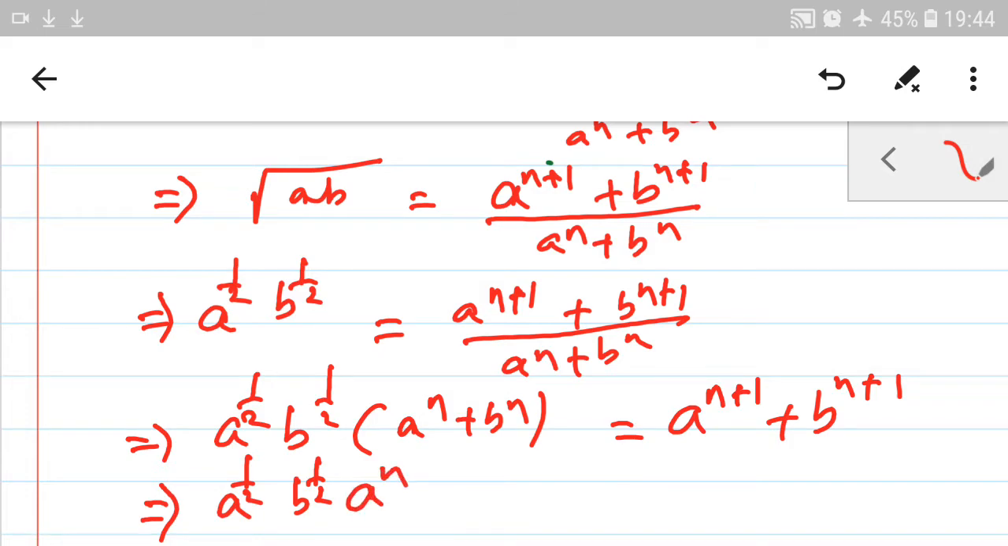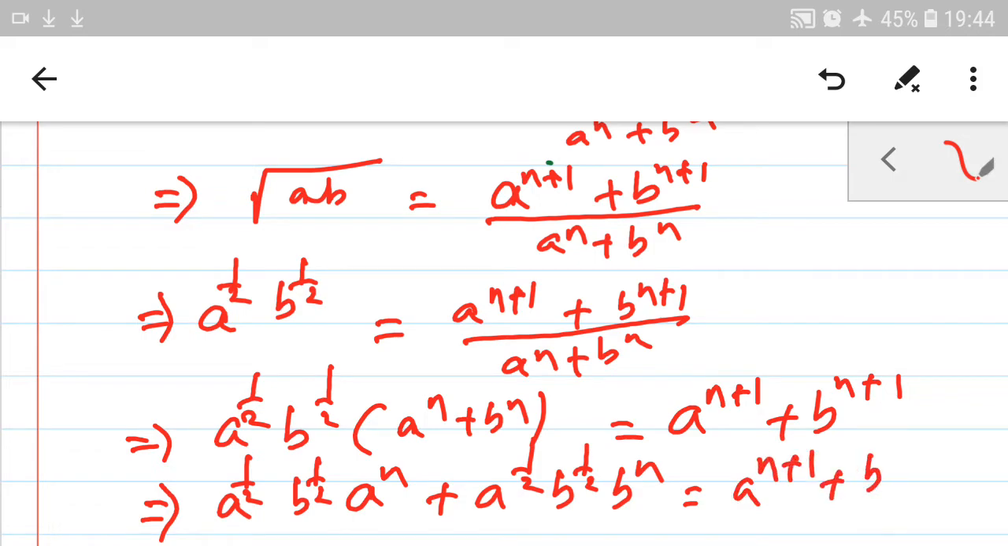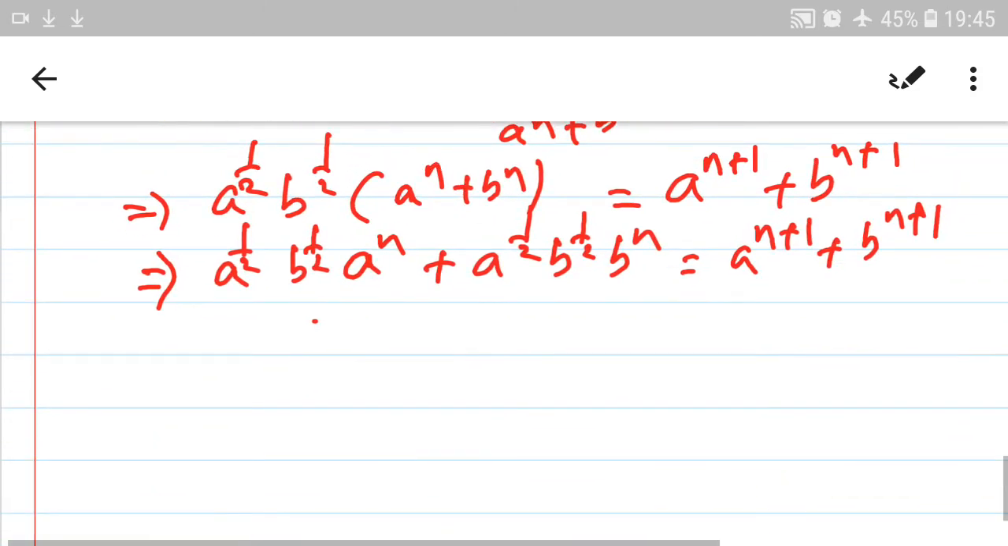So here it is A to the power n plus A to the power half into B to the power half into B to the power n, equal to A to the power n plus 1 plus B to the power n plus 1. Okay, so now let me do a bit of a trick.